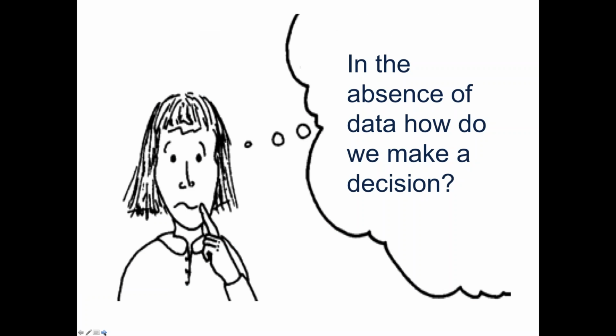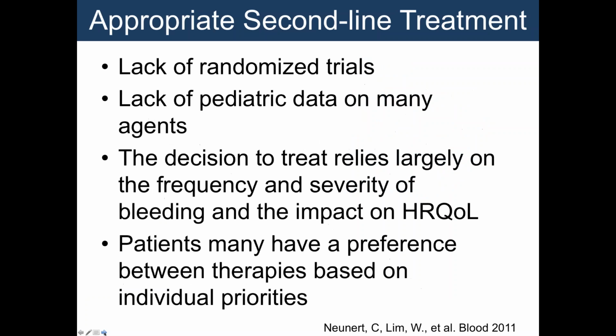So in the absence of significant data, how do we make a decision? Well, I think that we need to look at what our current landscape is. We have a lack of randomized trials, and it's unlikely that we're ever going to have a significant number of randomized trials, given how diverse these different treatments are. Even outside of randomized trials, there's a general lack of pediatric data on many of these agents, and we extrapolate quite a bit from adults. The decision to treat relies largely on the frequency and severity of bleeding and the impact of the disease on quality of life. And the patients may have a preference between therapies based on individual priorities.